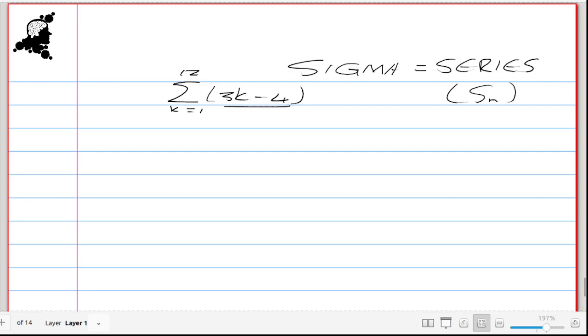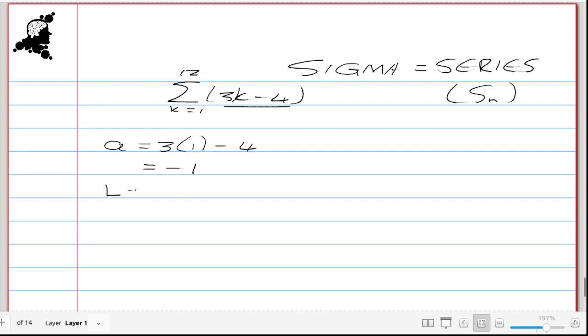Looking at this, I could see that this is an arithmetic series. How did I see that? Well, if the highest exponent of the variable is 1, it's an arithmetic sequence. Therefore, it's an arithmetic sequence. So, to get the first term, I'm going to substitute k equals 1 in here. So 3 into 1 minus 4, this is going to give you negative 1.